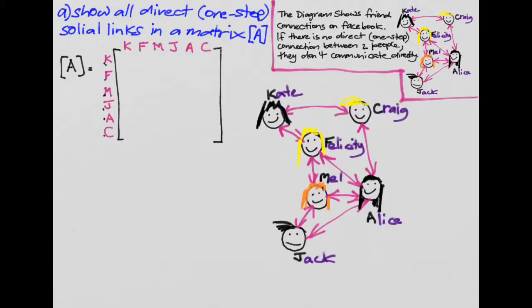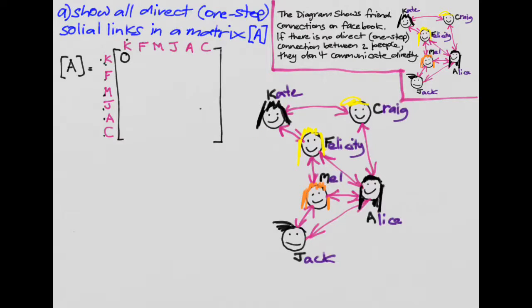Okay, let's look at Kate first. So going to K. Now she can't communicate with herself. She's got a connection from Kate to Craig and from Kate to Felicity. So Kate has got 0 connections to herself. Now just a quick note there, if there was a loop like that around Kate, then yes, you would have to put a 1 in the KK position.